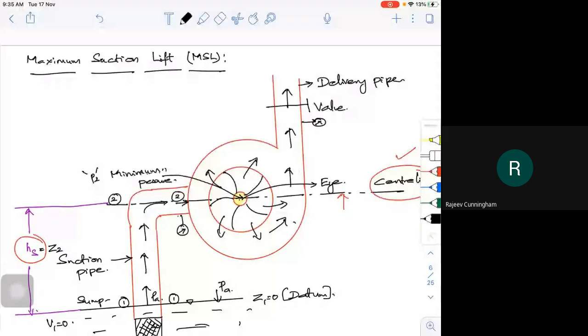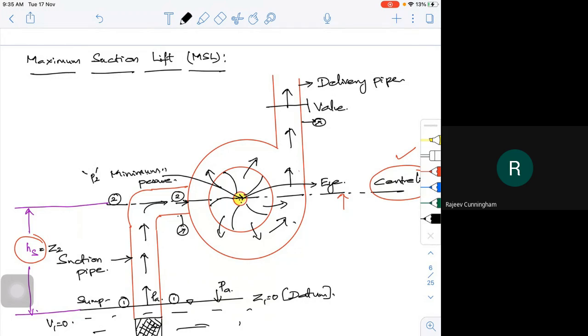At the eye of the impeller, this particular thing, what I am showing here, this is where I could see the lowest possible pressure. So, what will happen? If this pressure falls below your vapor pressure, there is a formation of bubbles. I have to ensure that this minimum pressure never falls below your vapor pressure. If it falls below the vapor pressure, there is a possibility of formation of the bubbles.